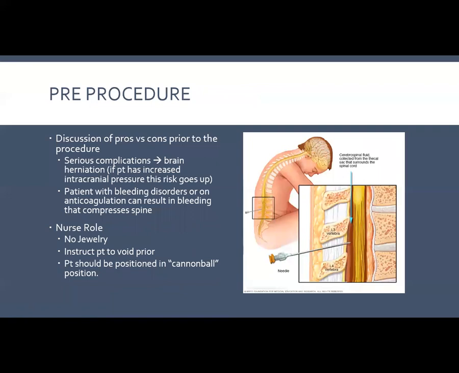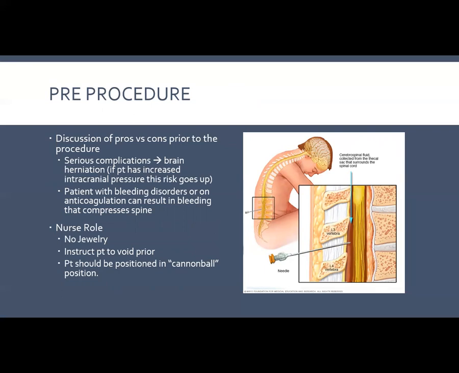So prior to the procedure, you want to discuss both the pros and cons. With this, serious complications include things like brain herniating, especially if the patient already has intracranial pressure. It makes this risk go way up. Patients with bleeding disorders or on anticoagulation can result in bleeding that compresses the spine. So bleeding and brain herniation are the two things that you really worry about with these complications.